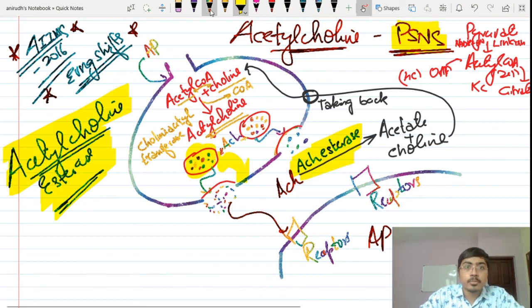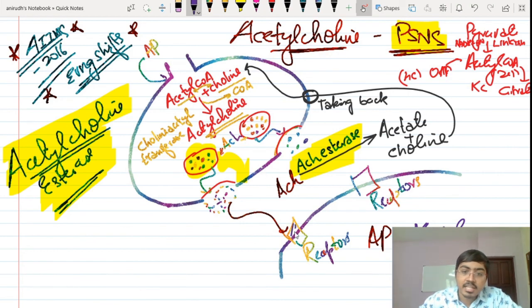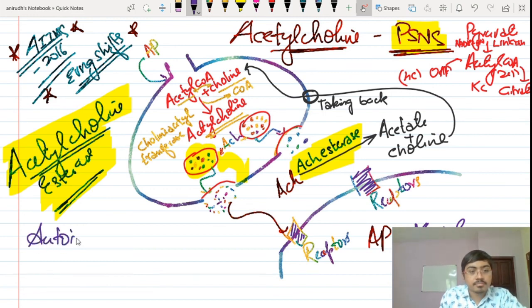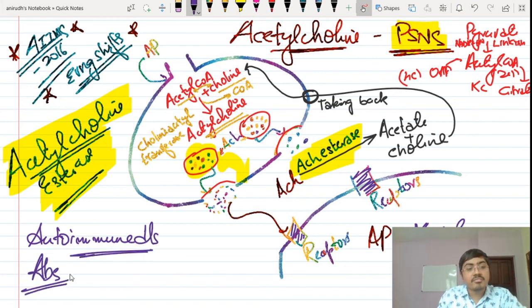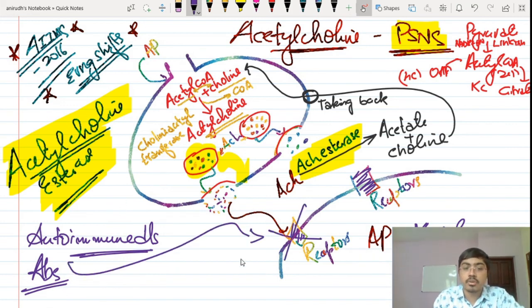One more thing, let me tell you. Let us imagine that this is a muscle. You have acetylcholine receptors over here. Let us talk about an autoimmune disease. You will have autoantibodies. Antibodies will be attacking your own body. Now these antibodies will come and attack the receptors. Now the receptors are destroyed. Acetylcholine receptors are destroyed on the muscle.